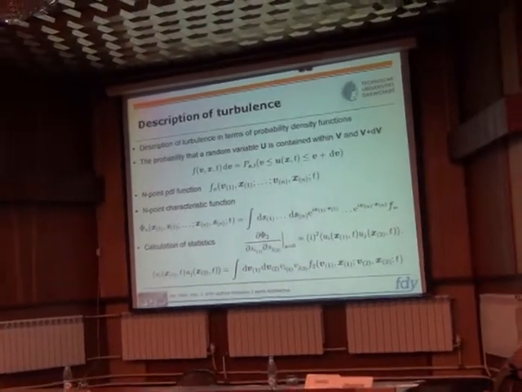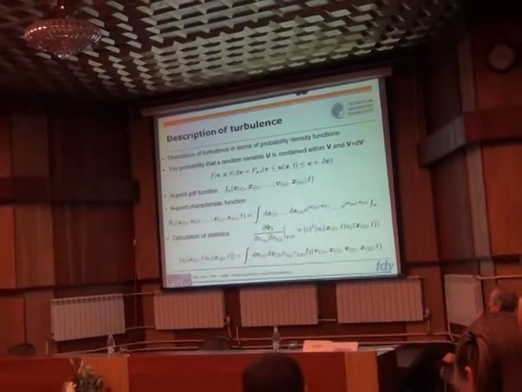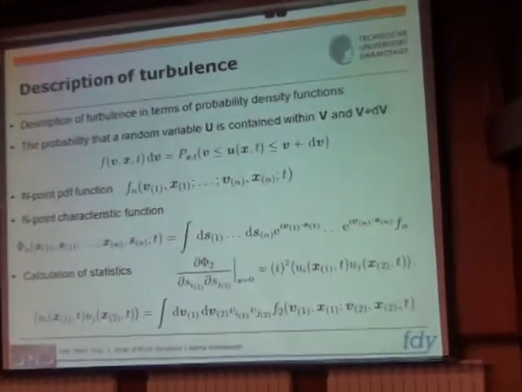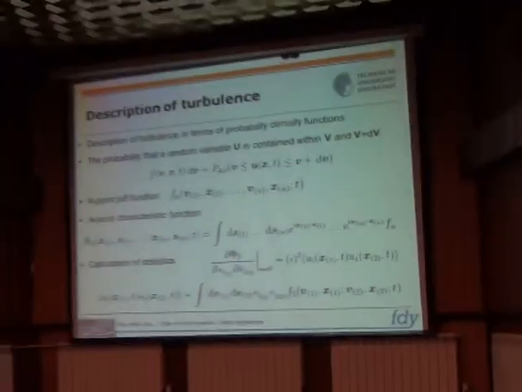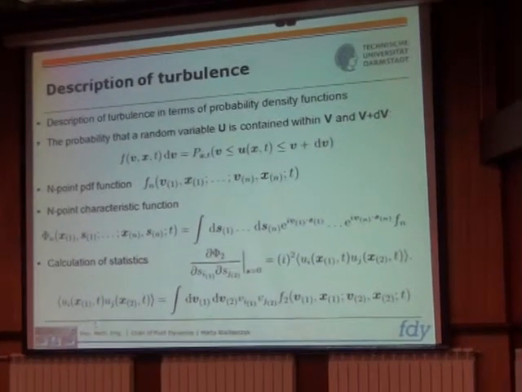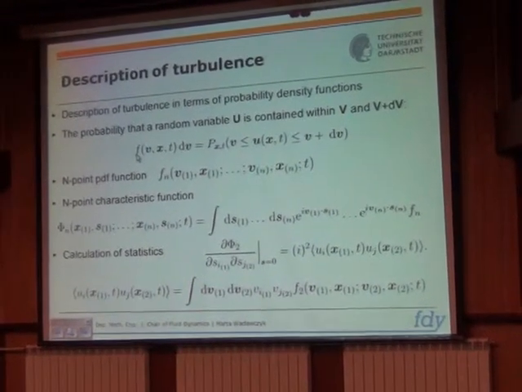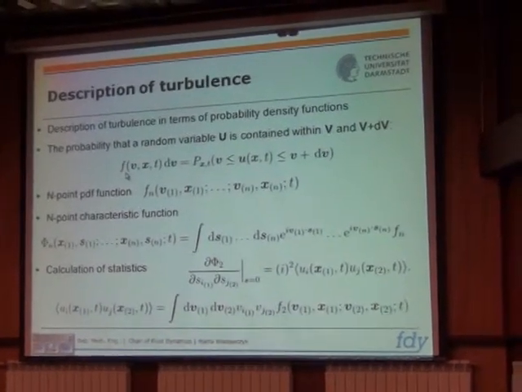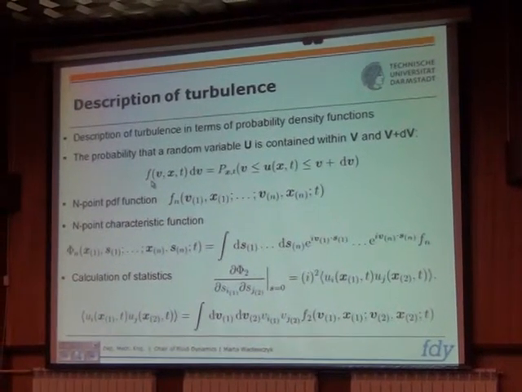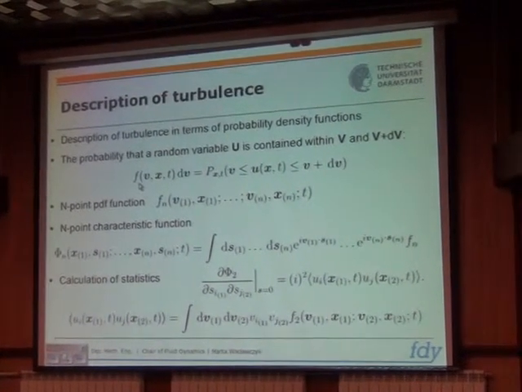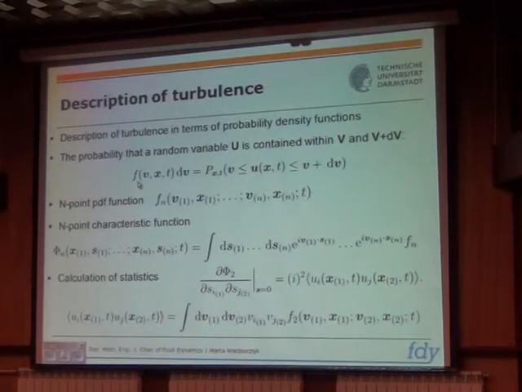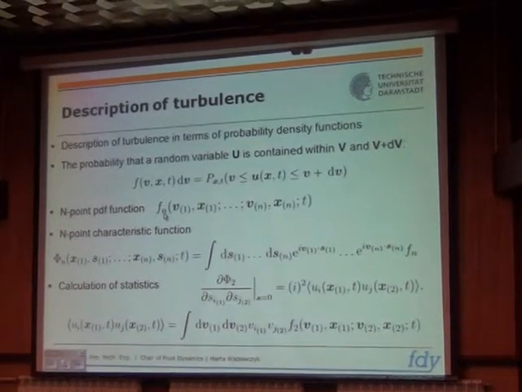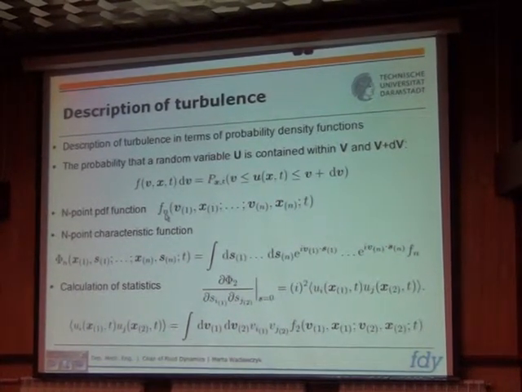So in order to describe turbulence, we will use probability density functions. The probability that a random variable is contained within certain bounds is given by this formula here. However, this PDF is a one-point PDF, and it derives only limited information about turbulence. In order to fully describe a stochastic field, we need multi-point information. So the PDF of many points, of the form shown.